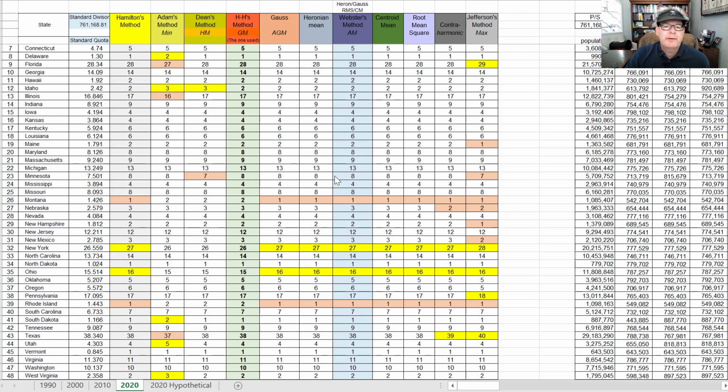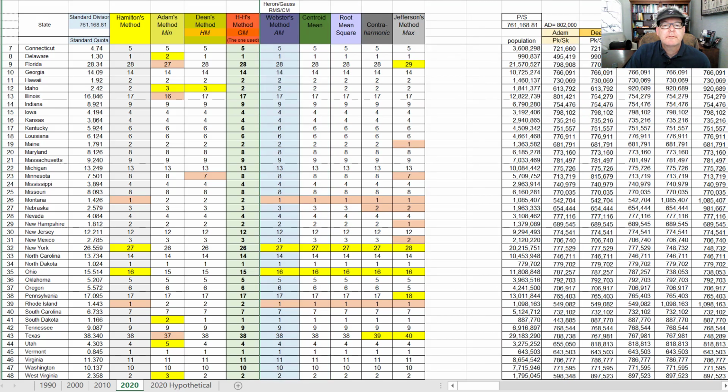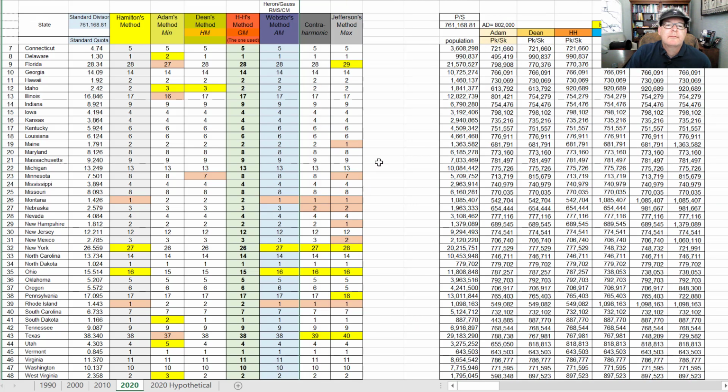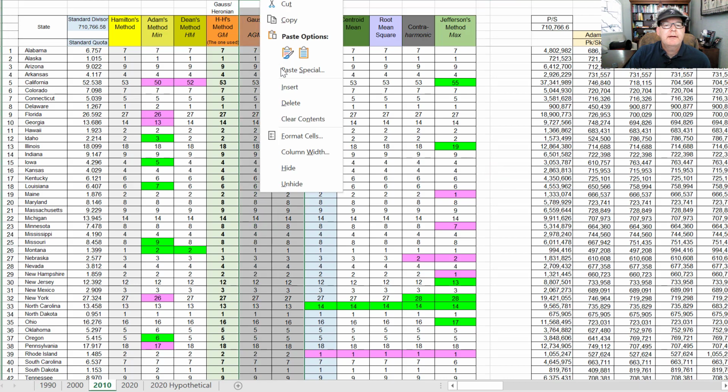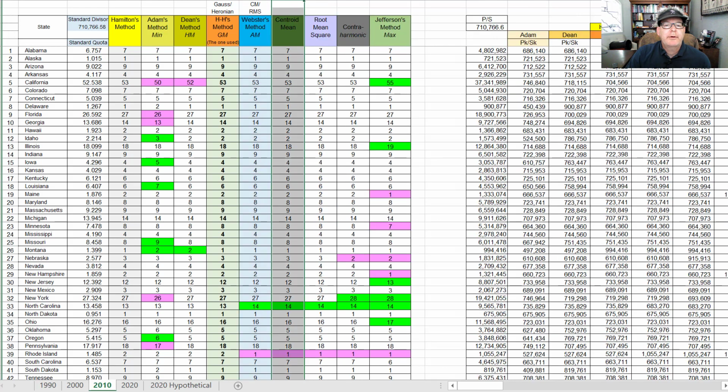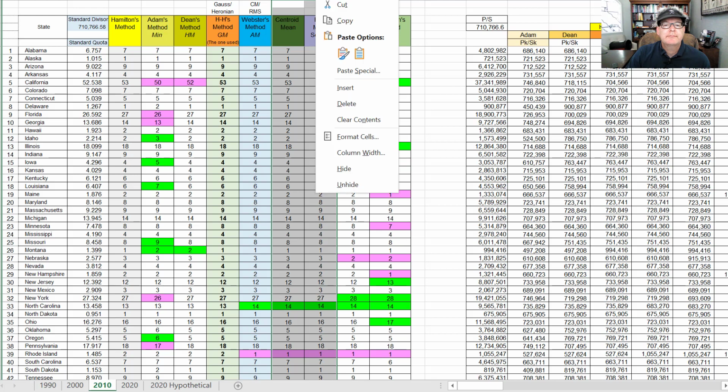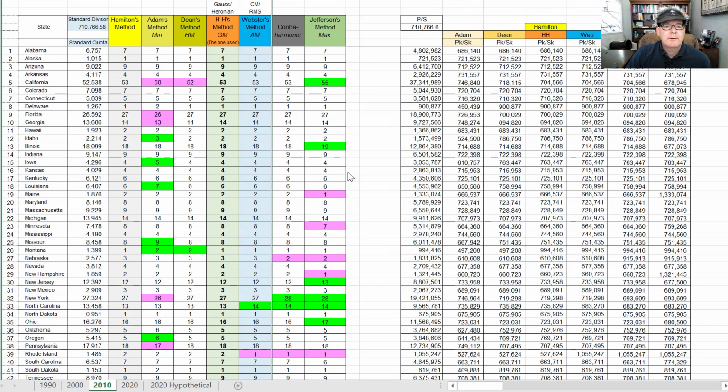So let's look at the apportionments here and their optimization. First, let's see. Webster is the same as these two, so I will hide them. And the same as these two, so I'll hide these two, so I can fit more in. This is for 2020. Do the same in 2010. Here Gauss and the Huronian mean matched Huntington Hill. And the centroidal and root mean square matched Webster. So these are the unique means apportionments.